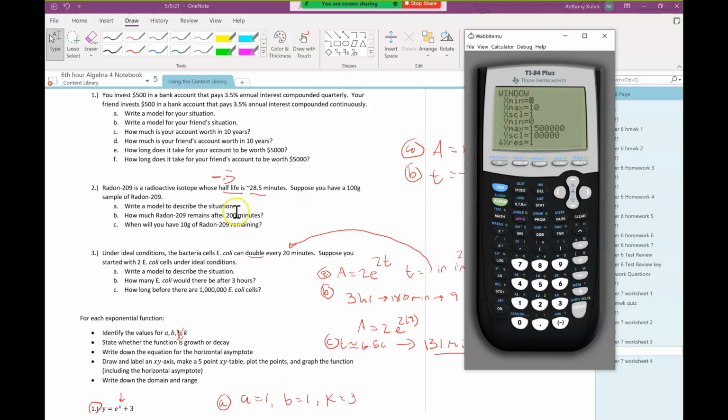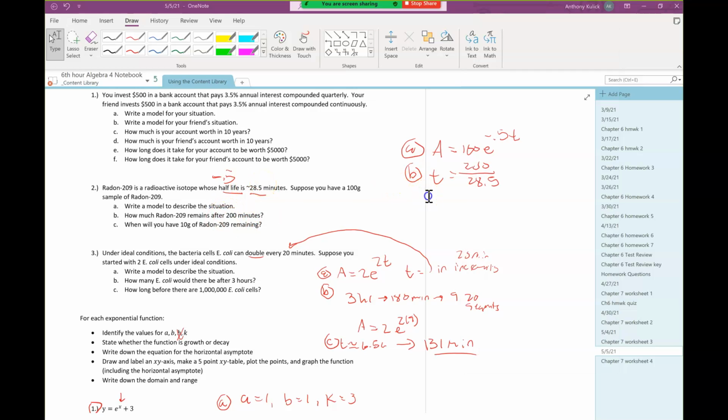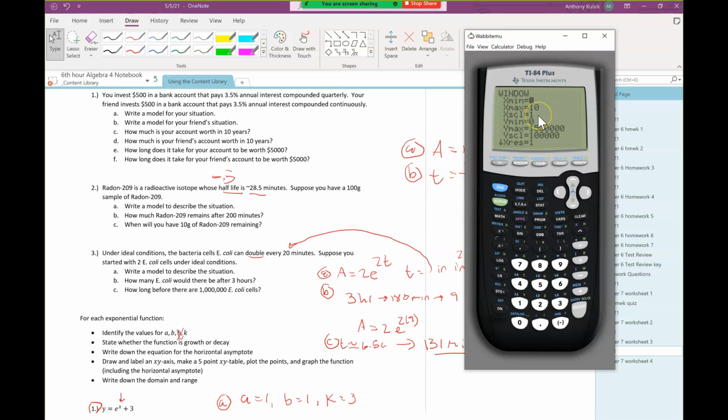So by the time we got to 200 minutes, that was less than 10. So I know that whatever the t was here was more than enough. So 200 divided by 28.5 was like 7 or something. So 0 to 10 is going to be fine for us. And then my minimum, since it's decay, should be 0. And my maximum would be 100, my starting amount. And so we'll just hit graph.